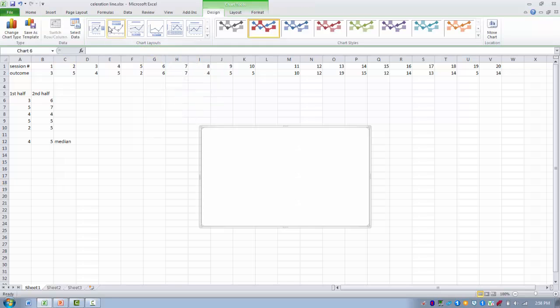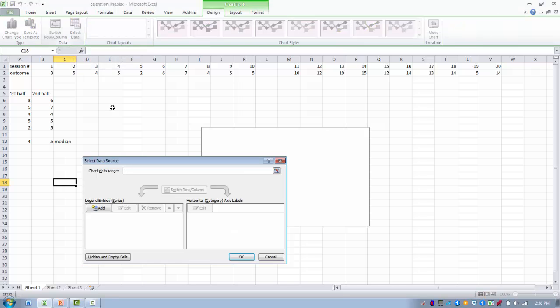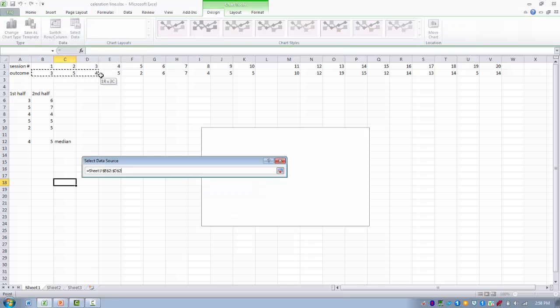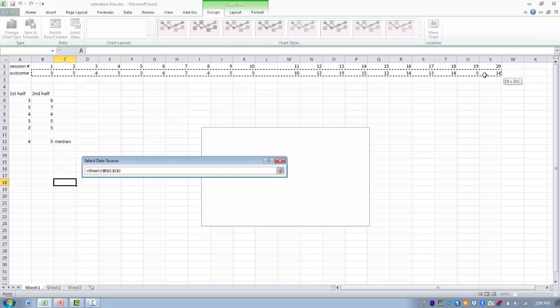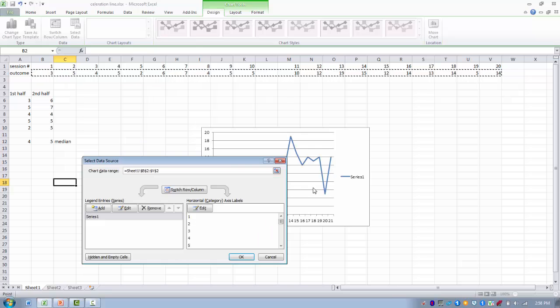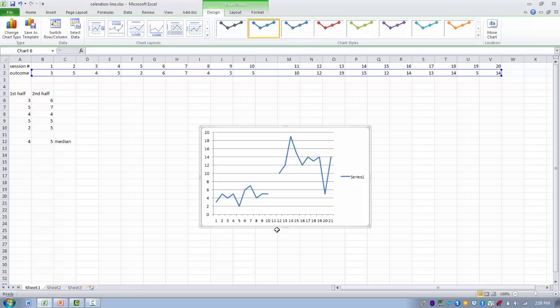Okay, now we're in the Chart Tools section. The first thing we want to do is select the data that we want to include in our line graph, and we're going to go ahead and click this Select Data button. And then we basically highlight the outcome values only, so it's just going to be that row. We don't want to highlight the header. And then once we've highlighted that, we click OK, and as you can see here, we have our line graph.